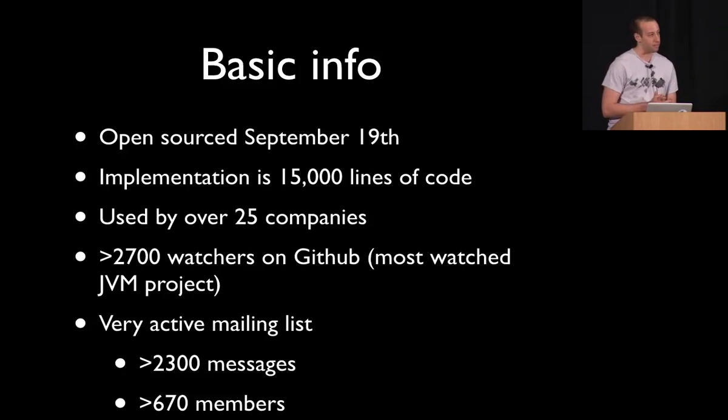So I just want to start off with some basic information about the project. I open sourced it on September 19th at Strangeloop. The implementation of Storm is about 15,000 lines of code. About half of that is Java, and half of that is Clojure. So it's a pretty small code base, but as you're about to see, it packs quite a punch.